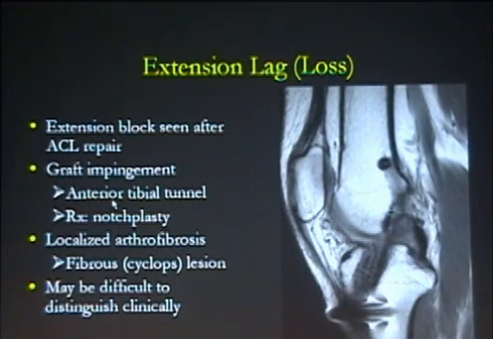One is graft impingement due to too anterior a placement of the tibial tunnel. If that's the case and the graft is becoming impinged by bone or something here, then you can do what's called a notchplasty, and you can remove the bone that is impinging on the graft. Localized arthrofibrosis, which we mentioned in the last lecture, is also known as a Cyclops lesion. That's a lesion of fibrous tissue in this area. It can also cause extension lag or extension loss, but that's not going to be immediately postoperatively. It may be difficult clinically to distinguish between graft impingement and the arthrofibrosis, and that's where we may be asked to evaluate the patient.